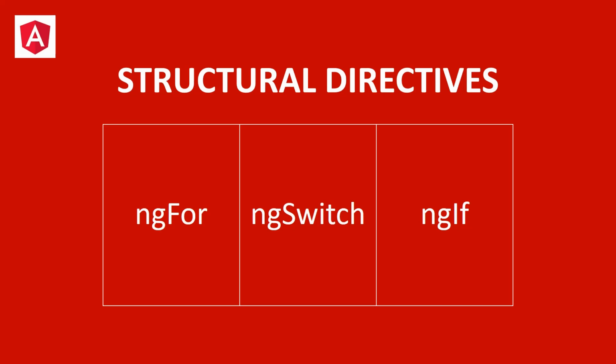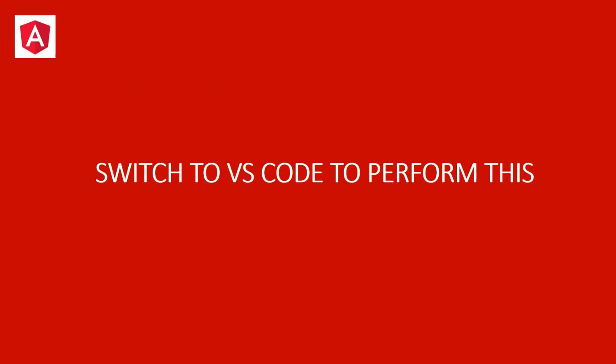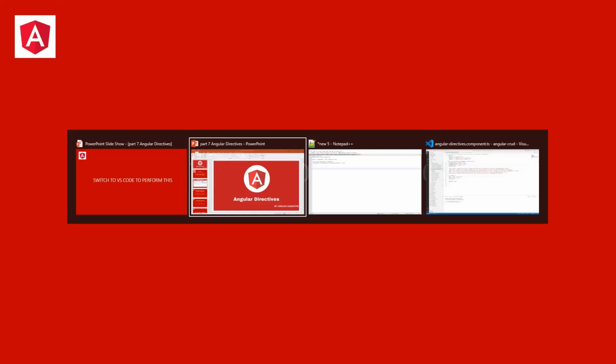Now let's switch to the next part, that is the structural directive. Structural directives can change the DOM layout by adding or removing DOM elements. All structural directives are preceded by the asterisk symbol. So commonly used structural directives are ngFor, ngSwitch and ngIf. So let's switch to Visual Studio Code to perform these structural directive examples.